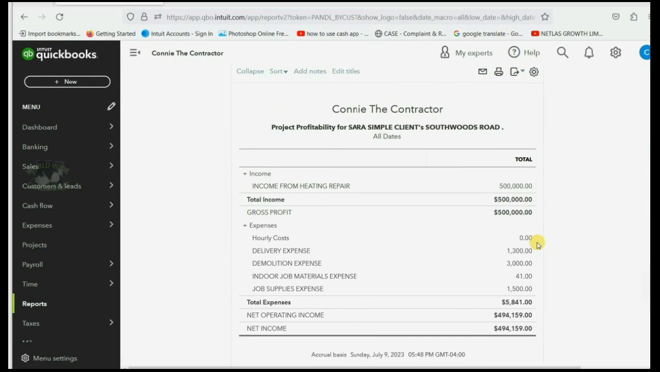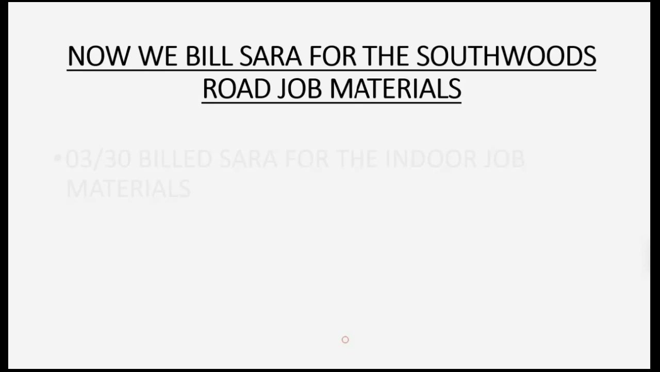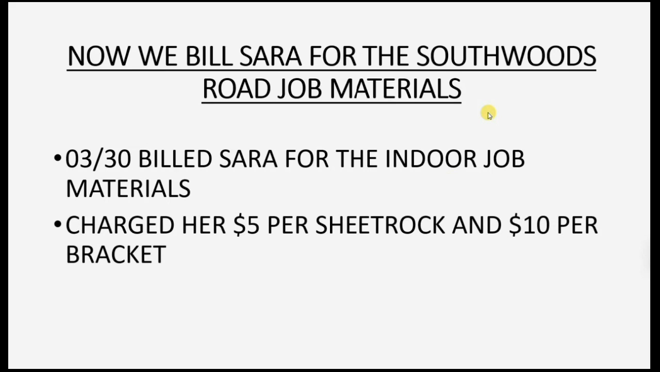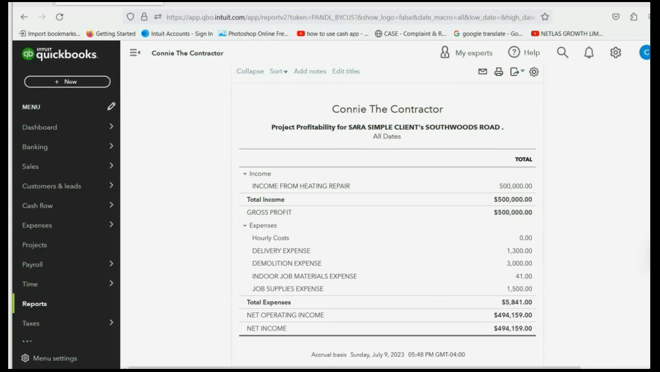Okay, now check it out. We have this indoor job materials expense for the total amount, and this expense will stay here when we bill the client, and you'll simply see the income from the indoor job materials up here with the other normal income. So let's imagine on March 30th, we billed Sarah for the indoor job materials as part of the normal invoice that we would normally bill on March 30th. We charged her $5 per sheetrock and $10 per bracket. So let's go ahead and do that and see what happens.